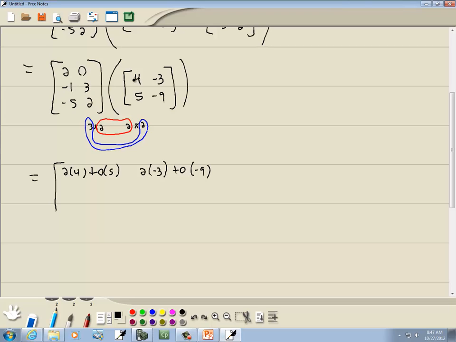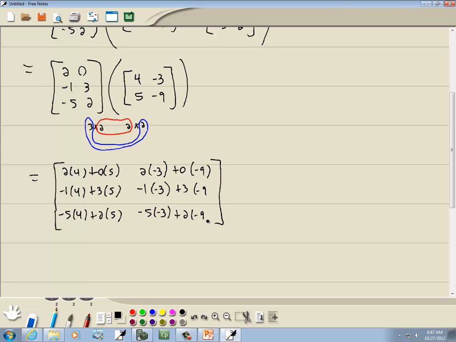Then we'll take our second row times our first column, negative 1 times 4 plus 3 times 5. Then our second row times our second column. So we'll have negative 1 times negative 3 plus 3 times negative 9. Then we'll take our third row times our first column. So negative 5 times 4 plus 2 times 5. Then our third row times our second column. So negative 5 times negative 3 plus 2 times negative 9.